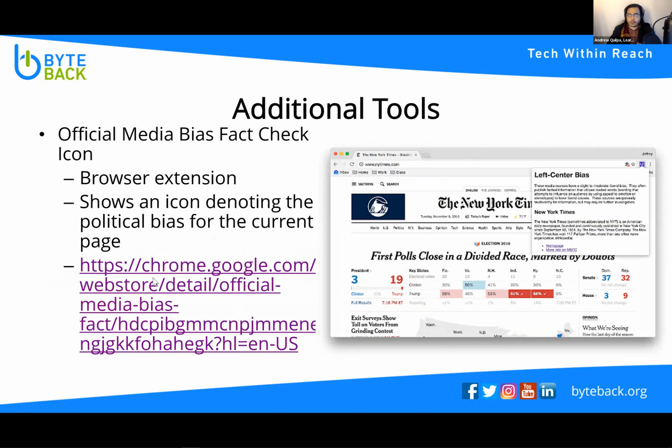So for folks who are not as familiar, a browser extension is a special tool that you can install into your browser that gives your browser additional features, additional functions. As soon as you click on it, it'll take you to the download, and you can add that to Chrome. And the way it works is that when you're in an article, you can click on that little browser icon, and it will give you some information about that particular source.